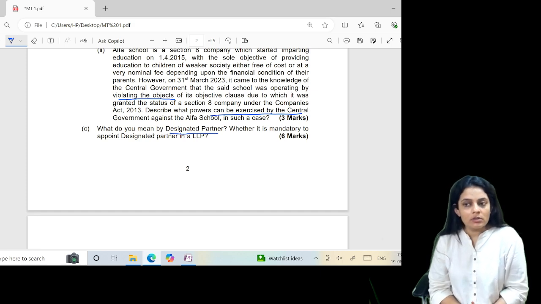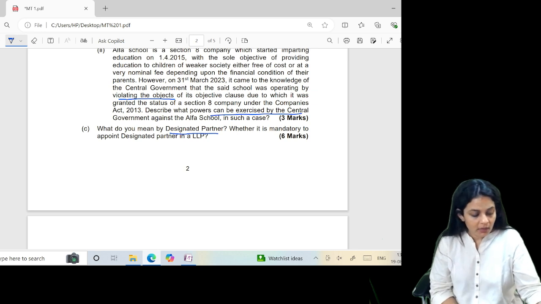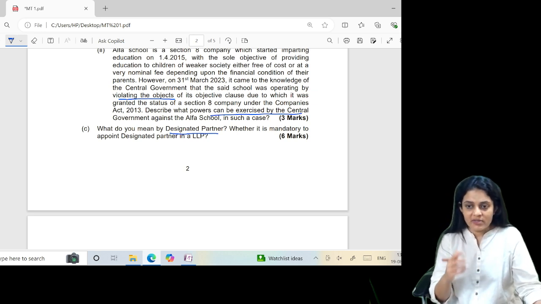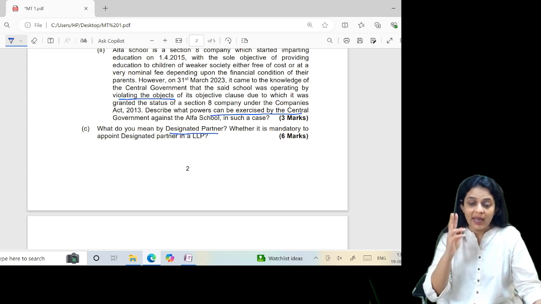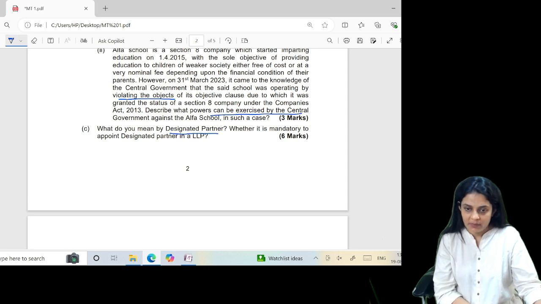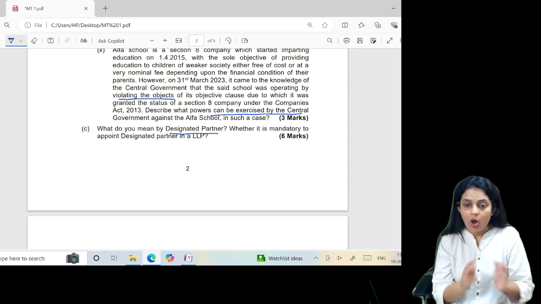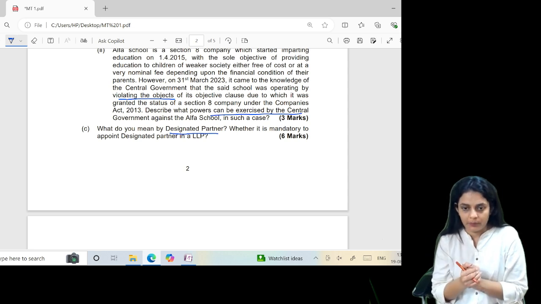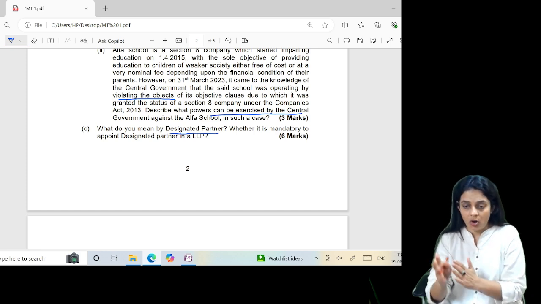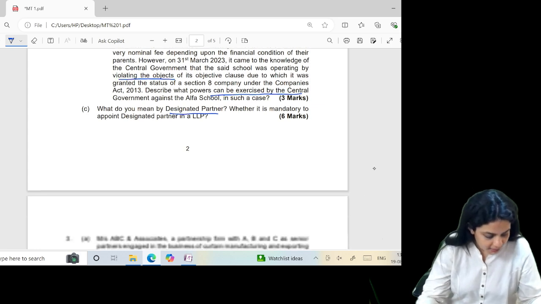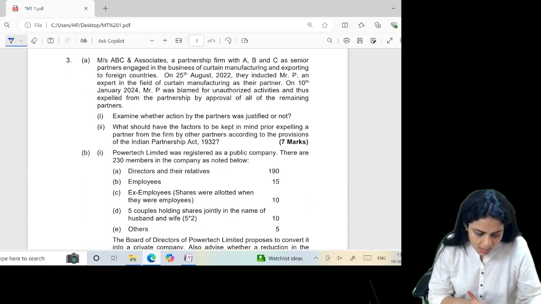And when we talk about designated partner, when all the partners are individuals, any two individuals can be designated partners. When all the partners are body corporates, any two nominees of the body corporates can be designated partners. And if it's a combination of individuals and body corporates, any two individuals or nominees can be the designated partners.